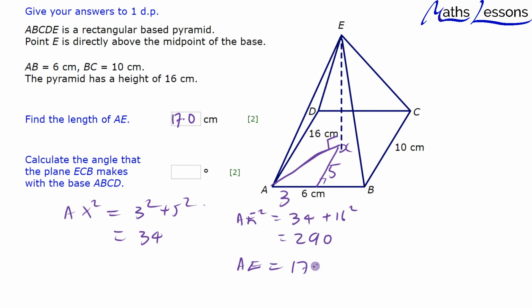Okay, 17.0. Now we want to calculate the angle the plane ECB makes with the base ABCD. So I'm just going to rub out, just look, ECB. So we're going to calculate the angle the plane ECB makes with the base here. So that means we need to find the line that joins them. And where the line joins them, we need to find the angle between two lines which are at right angles to this. Now this line's at right angles to this base, but this line's not. What we do is we draw down the middle here.